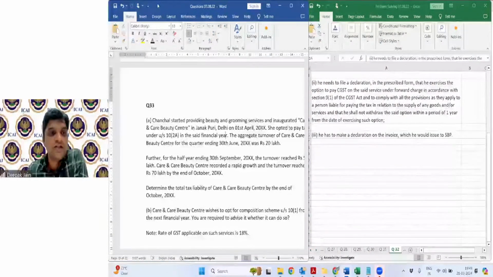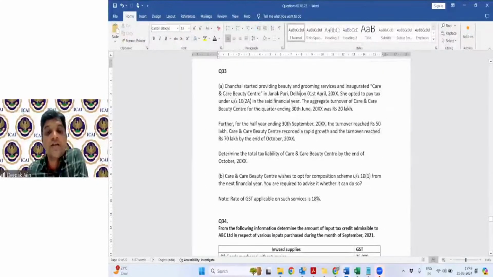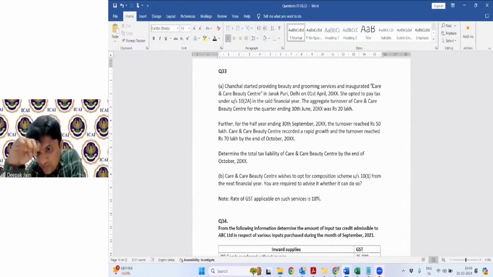Question number 33. Chanchal started providing beauty and grooming services and inaugurated Care and Care Beauty Service in Janakpuri, Delhi. On 1st April 2000, she opted to pay tax under 10(2)(a). 10(2)(a) matlab kya hai? Composition scheme.